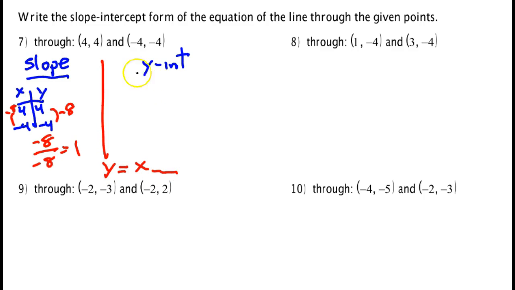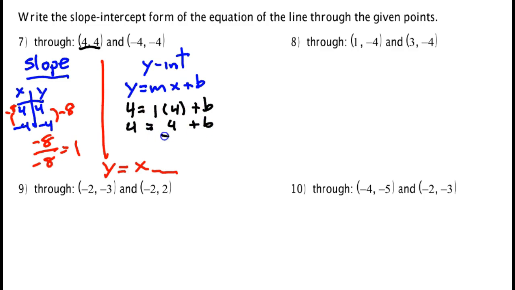Find out what the y-intercept is by plugging it back in. So y equals mx plus b. And use either point. I'm going to use the non-negative one. So I'm going to do 4. Slope is 1. Like that. So we have that. And subtract 4 on both sides. So we get 0 equals b. So really, we don't really need to put plus 0. Our equation will just be y equals x.